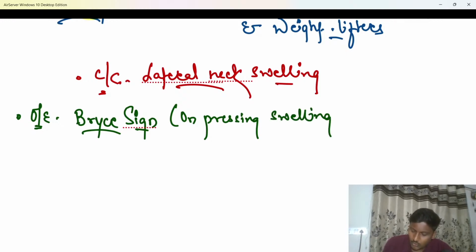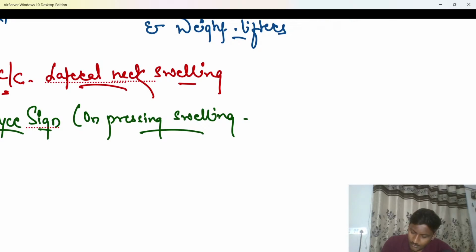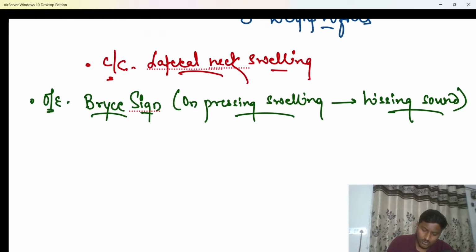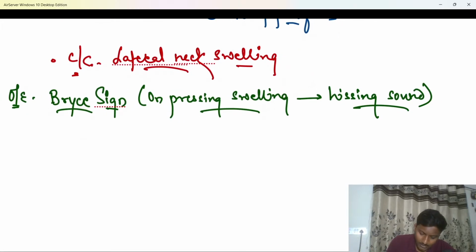Now another question to you. On pressing the neck swelling, if there is a gurgling sound, gurgling meaning something like this, that is known as which sign, and it is seen in which condition? Please let me know in the chat box. On pressing the neck swelling, there is a hissing sound due to escape of air. This is called the Bryce sign, which is a classical feature seen in patients of laryngocele.